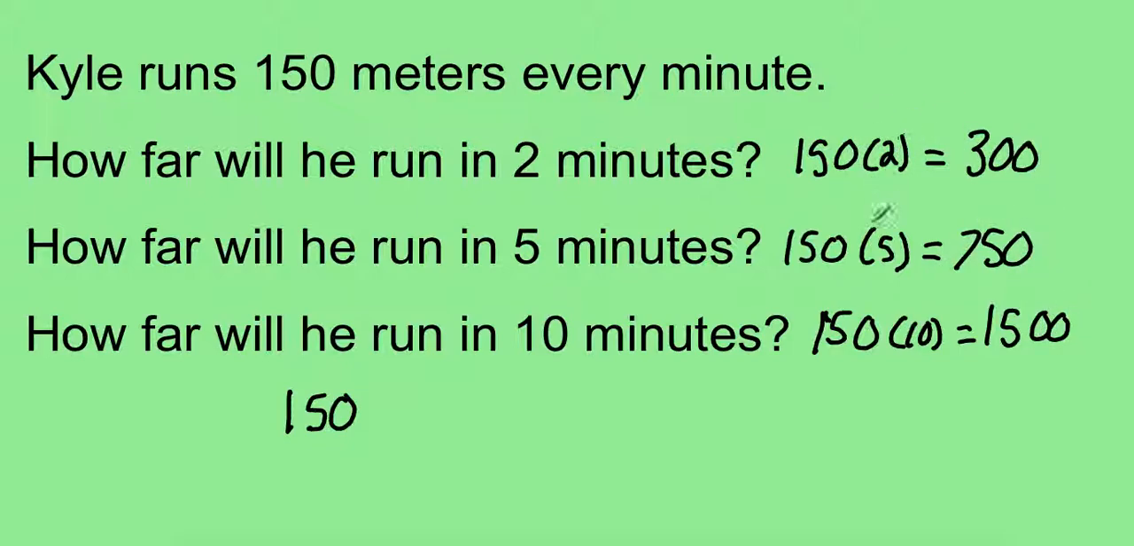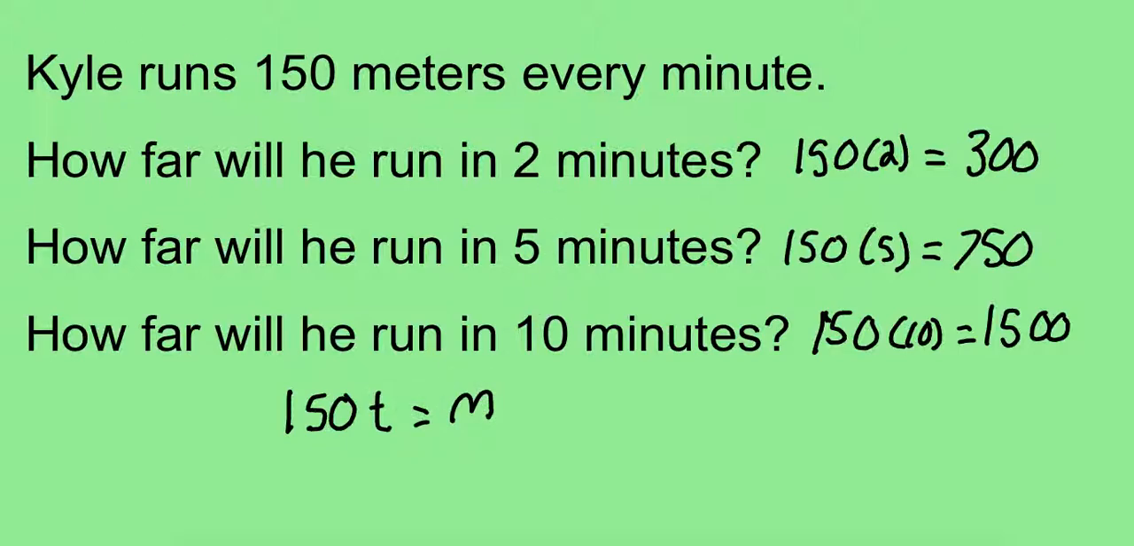In this example, we have to remember that the 2, the 5, and the 10 all represent the number of minutes that this person runs. So I'm going to put an M to represent the minutes. Or in fact, let me use T for time, just for this example. So 150T for the time that we allow him to run. In this case, it's 2 minutes, 5 minutes, and 10 minutes. When we take the product of these two values, we find out how many meters he's actually run. So we're going to put this M for meters. So 150 times the number of minutes, in this example it's time, is equal to the number of meters he runs.